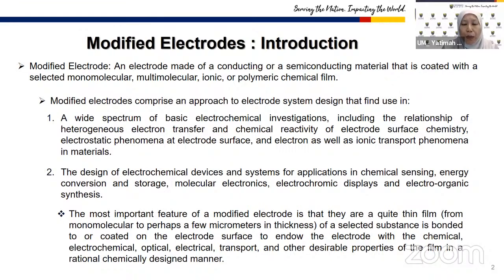The most important feature of a modified electrode is that it is a quite thin film, depending on the type of material coated on the surface of the electrode, and whether it is bonded or just coated on the surface. This gives some chemical change or reactions, or electrochemical, optical and electric behavior, so that the electrode surface behaves differently. That's why modified electrodes are very much used in industries nowadays, looking for more conductive material so that it performs best as a conversion between energy and storage. These are the things we normally use on the different types of modified electrodes.